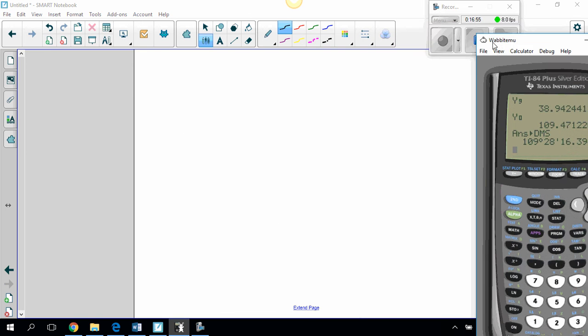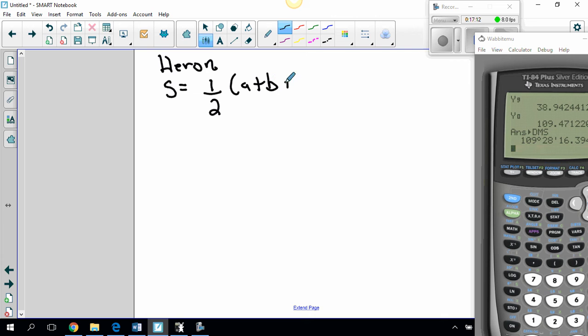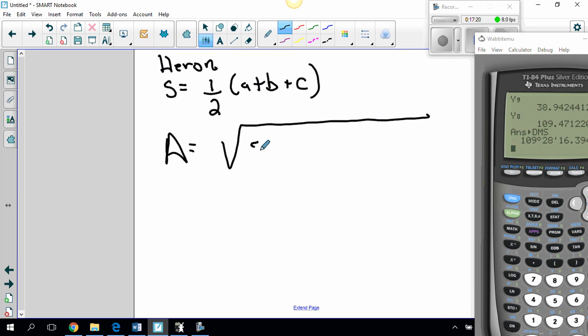Now, for more fun, there are these cool formulas for finding area. One of them is called Heron's formula. It's a lot of fun, actually. Let S be 1/2 (A plus B plus C). So if I give you the three sides, and you use this area formula, the area is the square root of S times (S minus A) times (S minus B) times (S minus C). It'll give you the area.